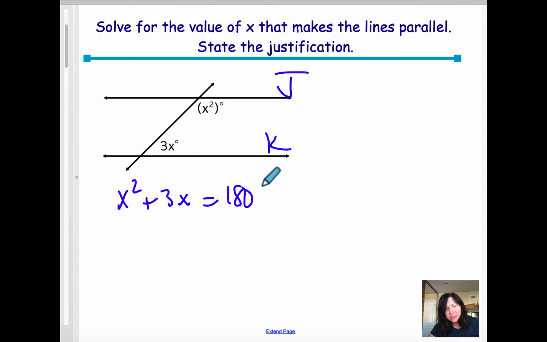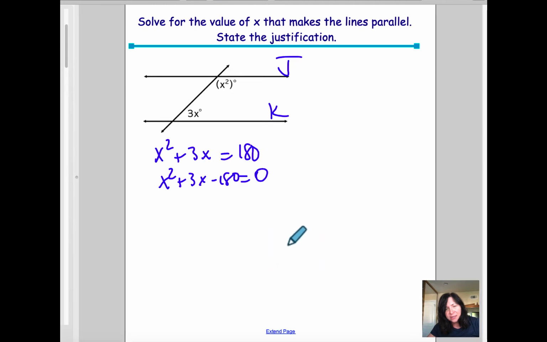Now, this is a little bit different because this is a quadratic. What that means is if you have a squared value, the very first thing you need to do is set your equation equal to 0. So you've got x squared plus 3x minus 180 equals 0. What I would do now is either use the quadratic formula, or try to factor that. I'm going to try to factor it.